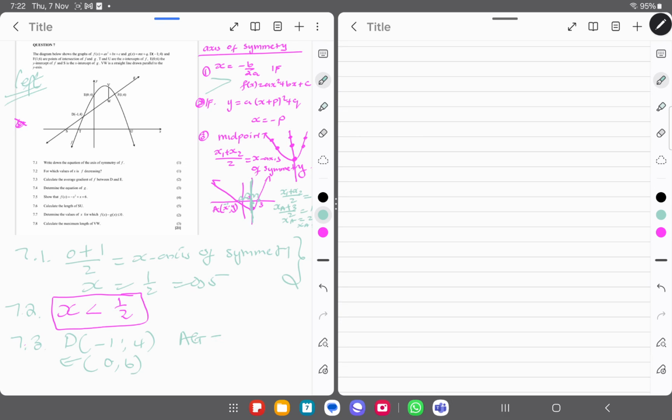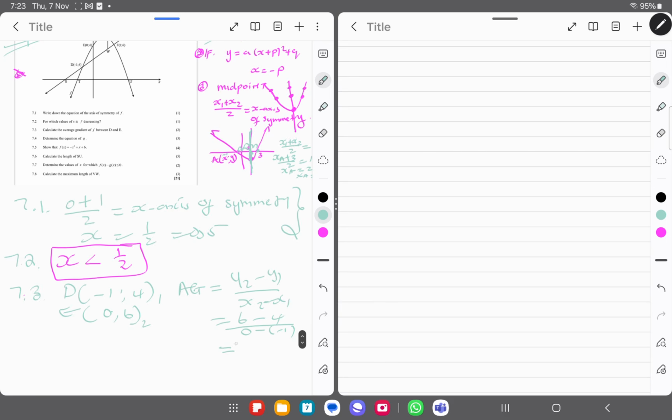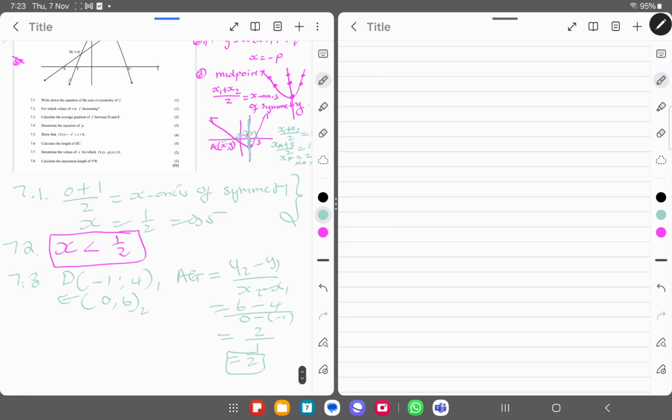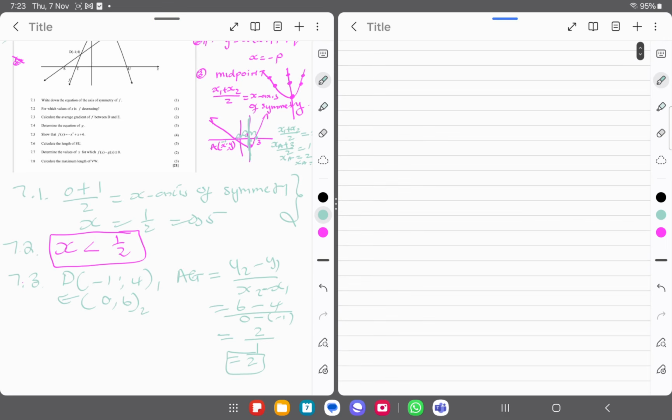Then average gradient equals y2 minus y1 over x2 minus x1. I'm using this one as my 2, this one as my 1. So it's 6 minus 4 over 0 minus 1. This is 2 over 1. So it's 2. Good. Now let's go to 7.4.